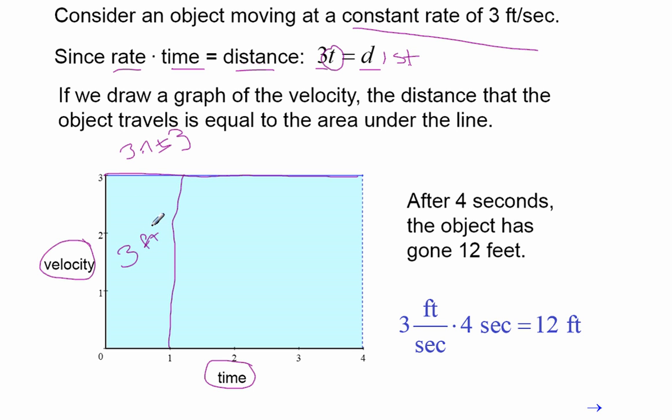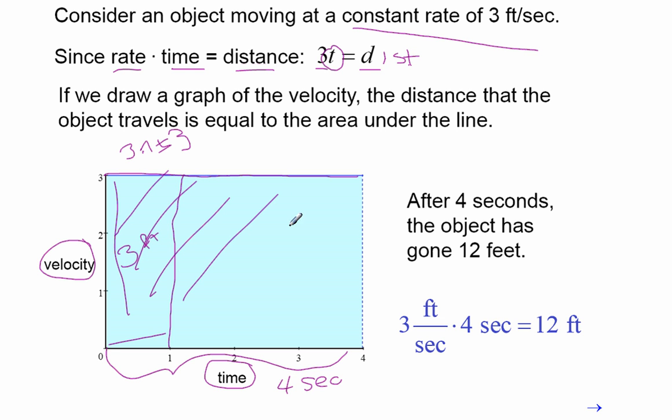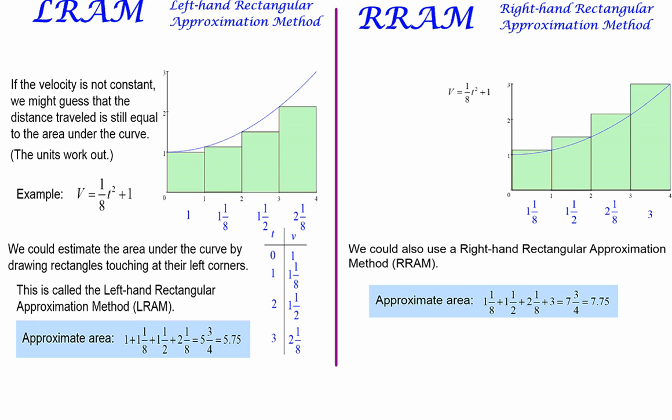Well, if you take a look at the area represented here, I'd have a width of 1 and a height of 3. That turns out to be 3. What would happen if I traveled for 4 seconds? Going 3 feet per second, I would have an area of 12 feet. So we can really use area under the curve to help analyze and calculate certain functions.